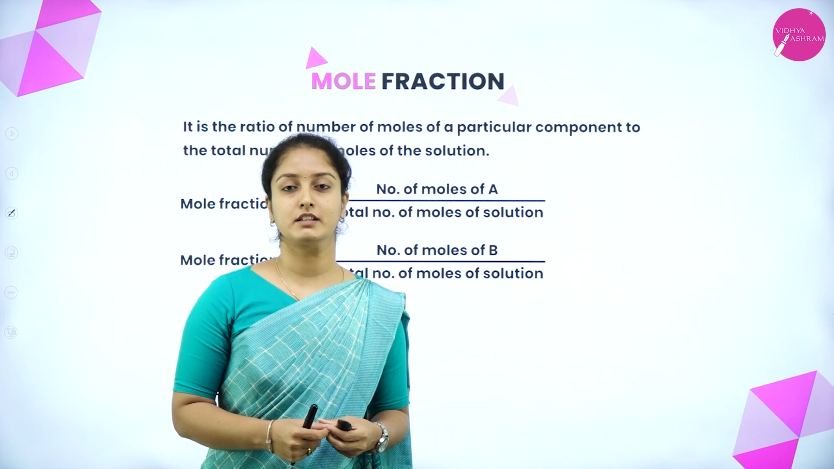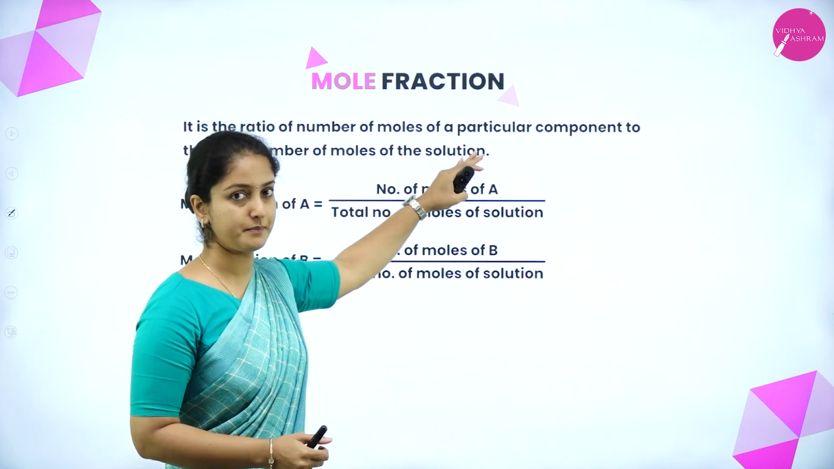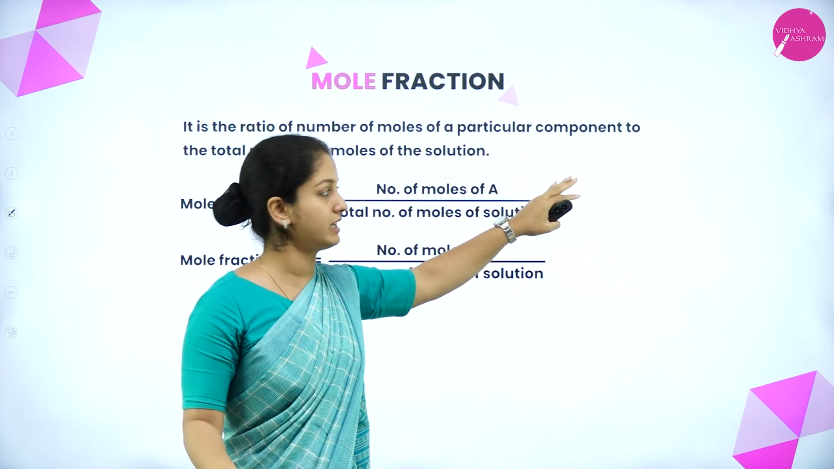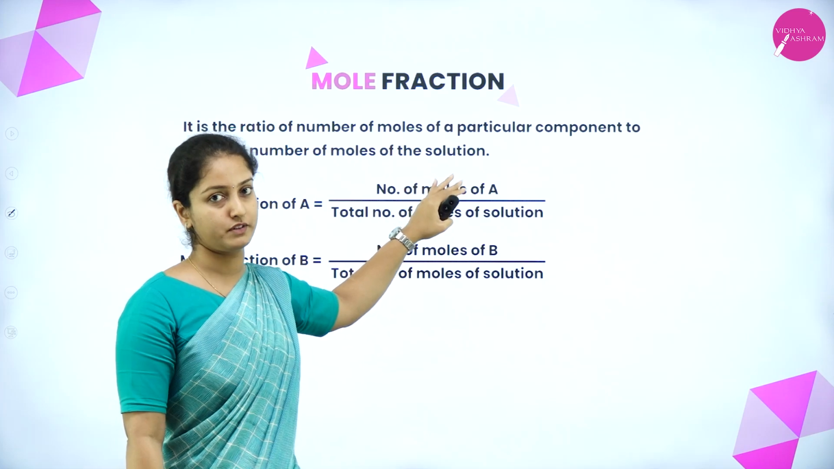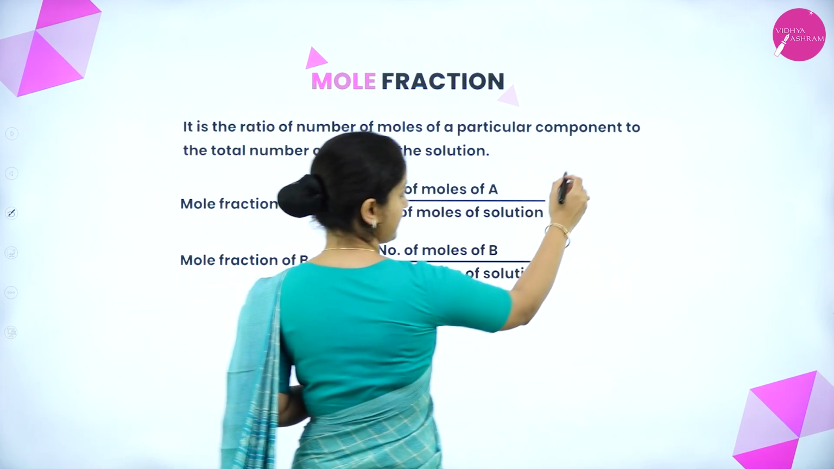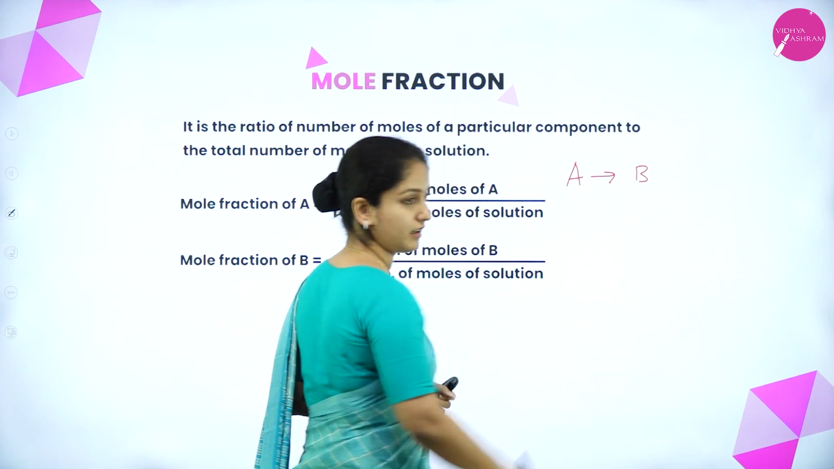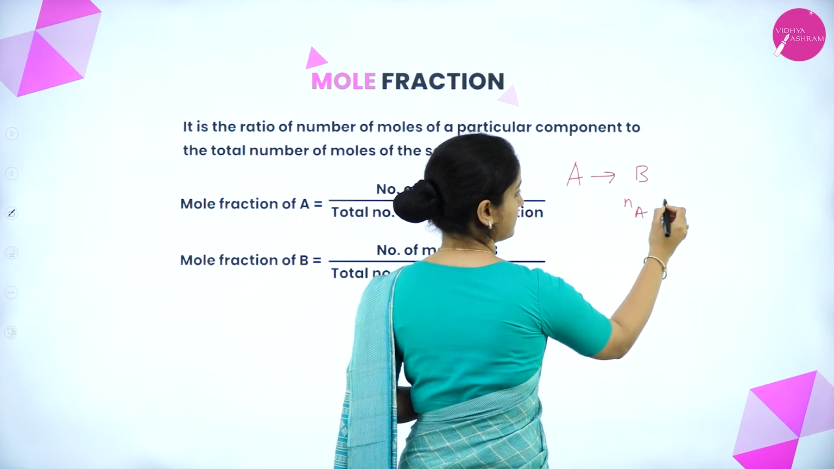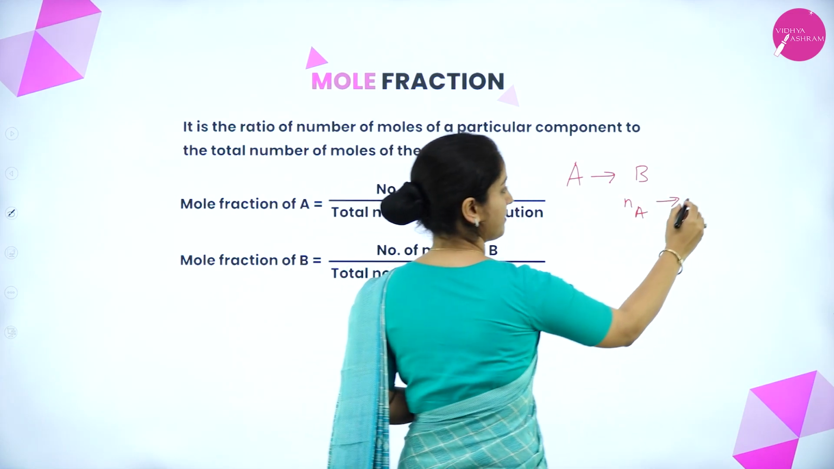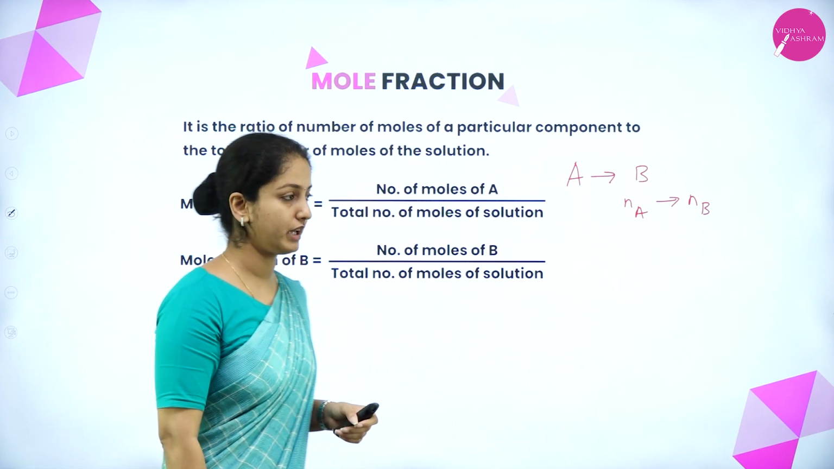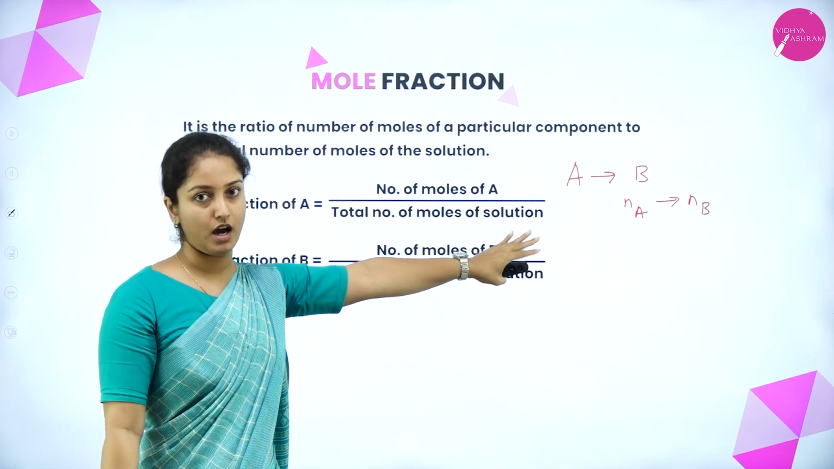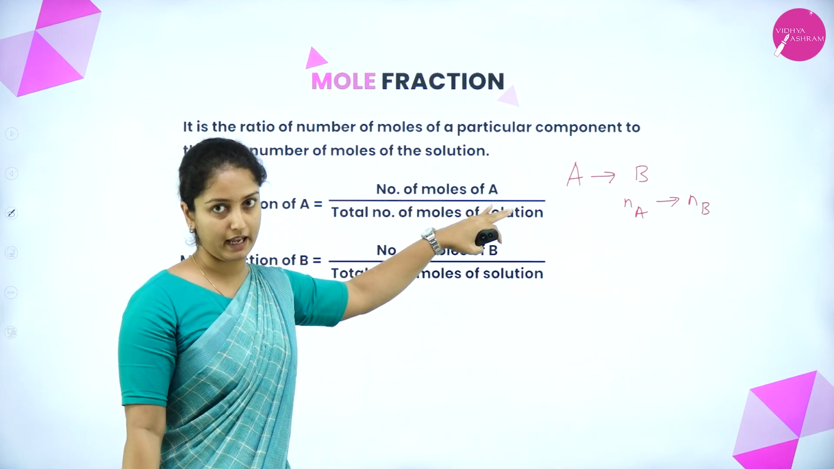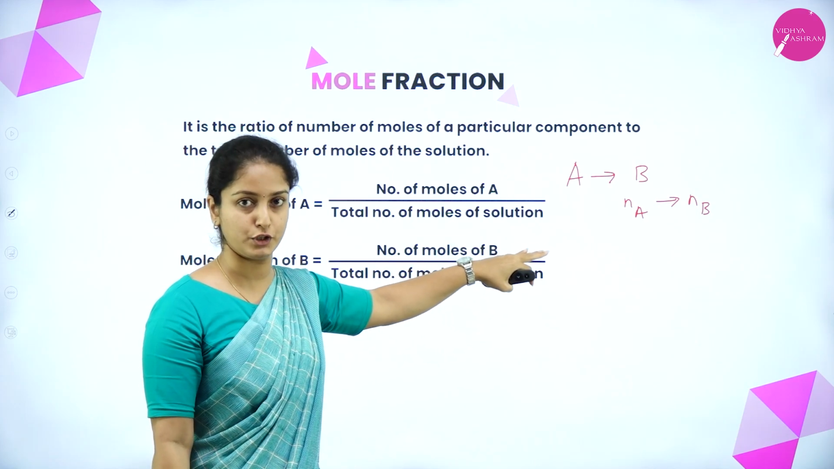The other way of expressing the concentration of solution is mole fraction. Mole fraction is the ratio of number of moles of a particular component to the total number of moles of the solution. Suppose A is a component that dissolves in B, then number of moles of A is given by nA and number of moles of B is given by nB. Now for the particular component A, how to calculate the mole fraction? That is, mole fraction of A is equal to number of moles of A divided by total number of moles of solution.